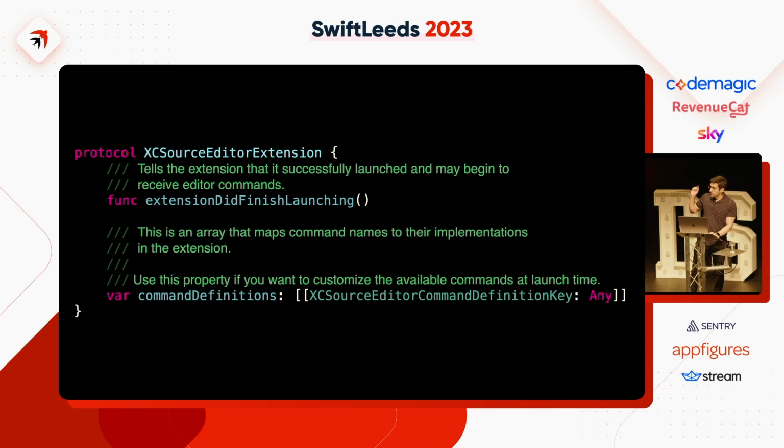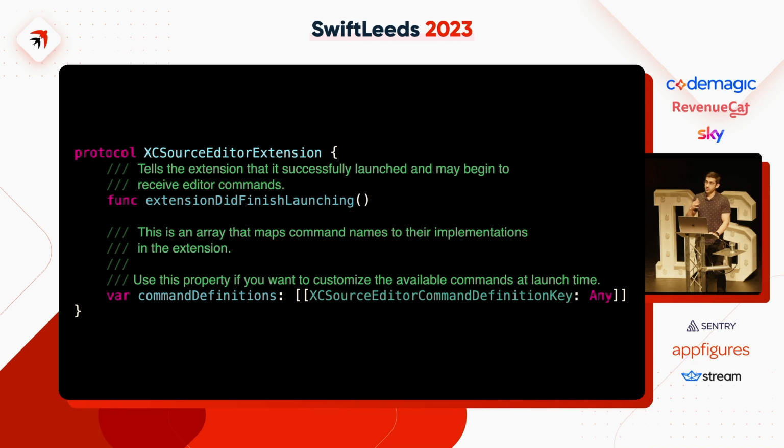Now, when it comes to actually specifying the commands that we support, we have 2 options. We can either specify them in the command definitions file, a property here, which is great if you want to selectively turn commands on and off, or we can just do it in the info plist, which I think is way simpler, and that's my preferred approach. But the catch is that all of these settings are applied when Xcode launches and loads up your extension.